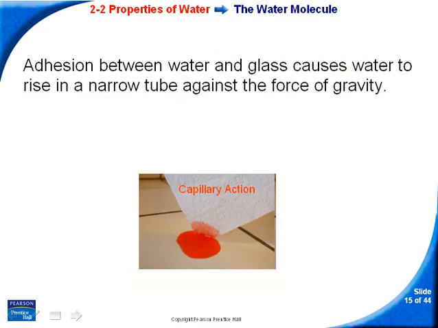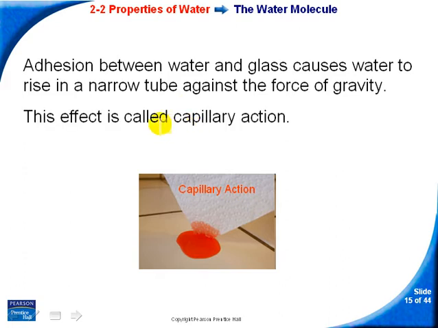The property of adhesion also allows water to do some pretty clever things, like basically defy gravity. In this case, we have water being pulled by what's called capillary action up this paper towel right here. It's basically climbing the paper towel because it's adhering to the paper towel itself and climbing up it.